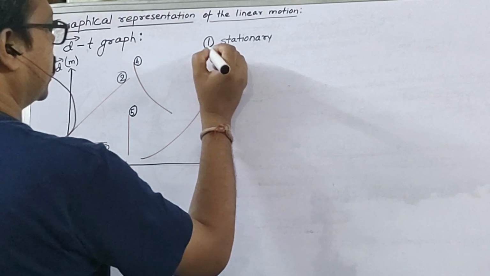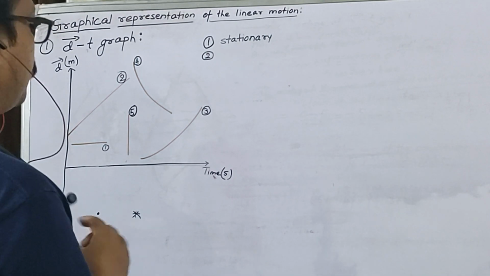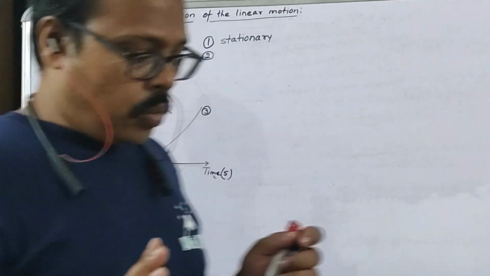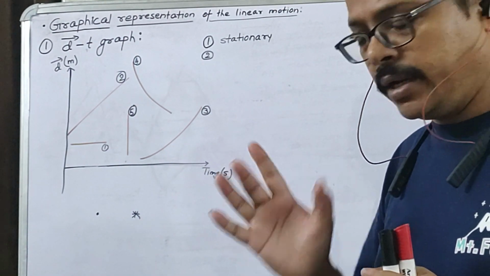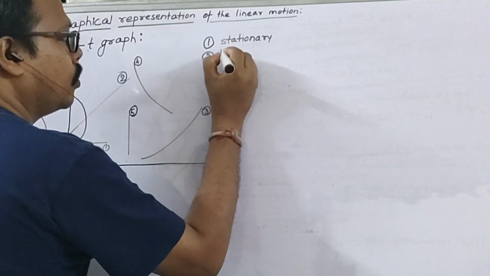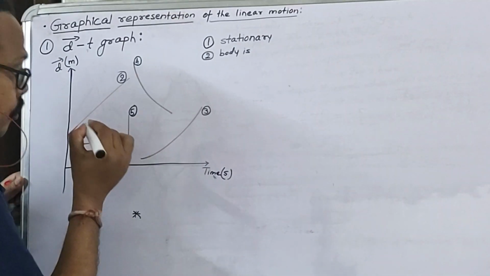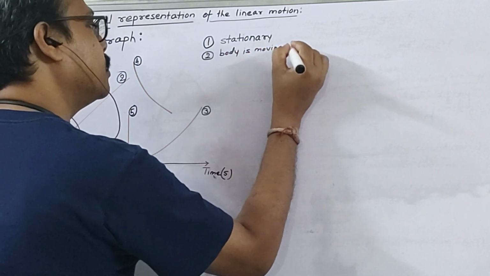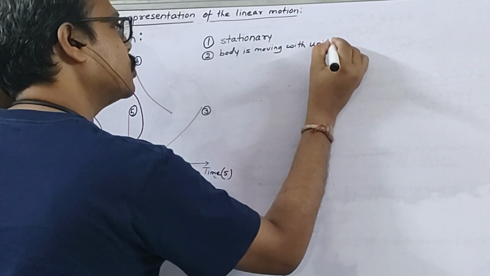So now let's jump on to the displacement time graph of object 2. What can you say by seeing this? One thing is pretty much clear, that displacement is changing with the passage of time. With time, displacement is changing, so the body is moving. In fact, the body is moving with uniform velocity.